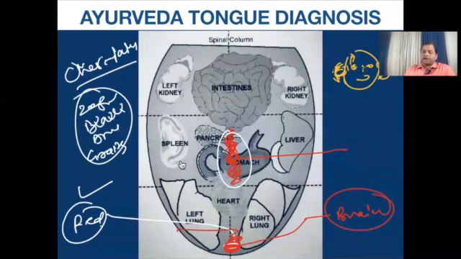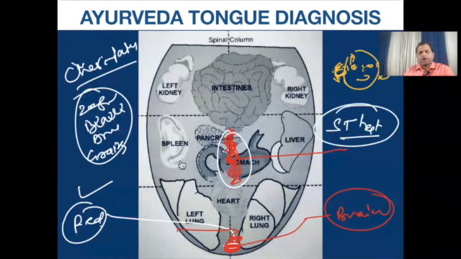And if, as per acupuncture, we want to do the treatment, we have to do the treatment of stomach heat. What is the meaning of stomach heat? What is the meaning of stomach yin deficiency? We will discuss. So we just have to do the treatment of the stomach if we see some changes here.